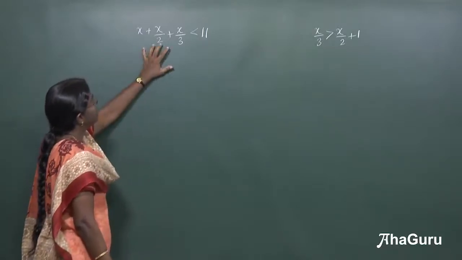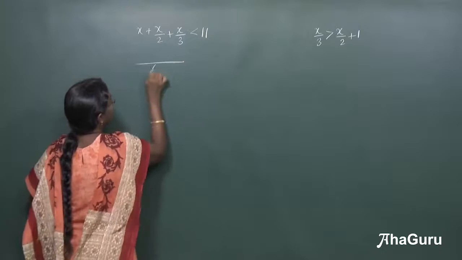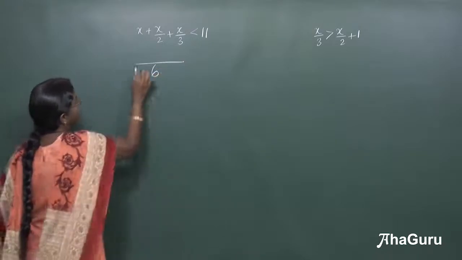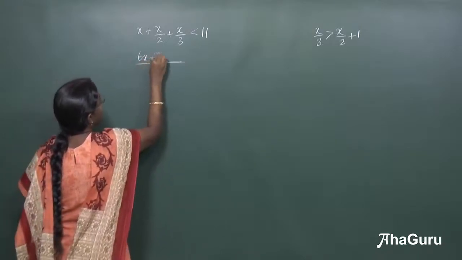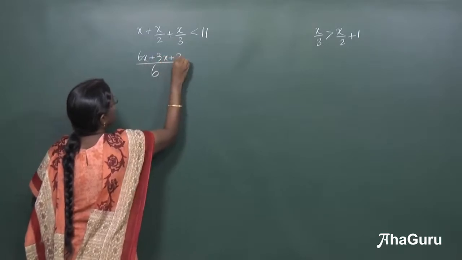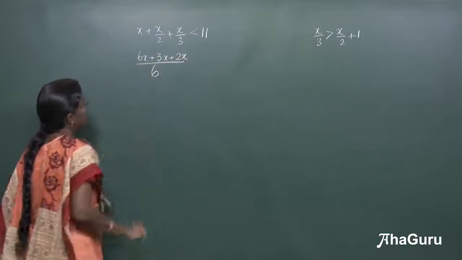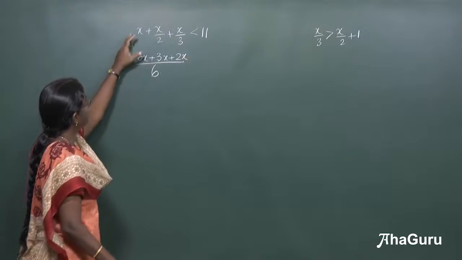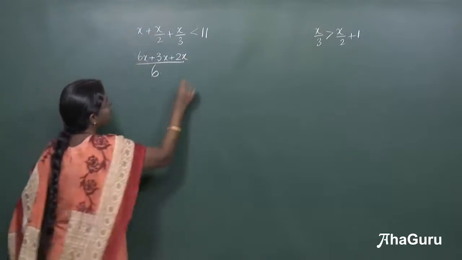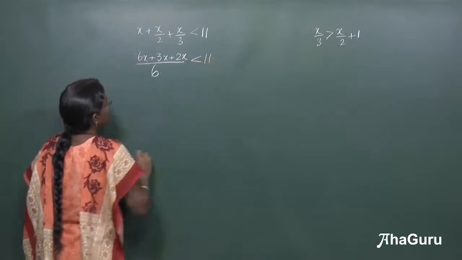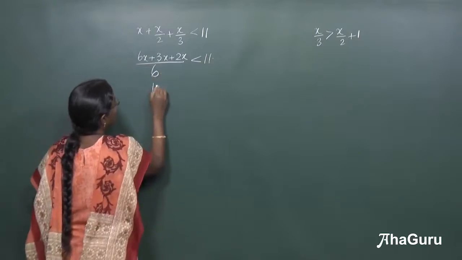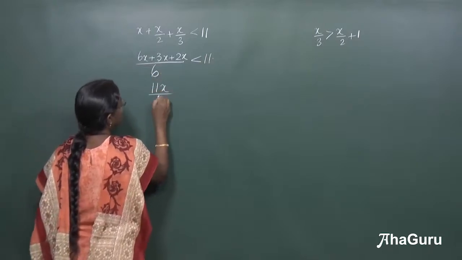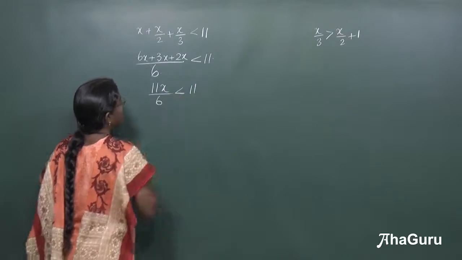We will see how to solve this inequality. Take 6 as the LCM, you get 6x plus 3x plus 2x, correct? Take 6 as the LCM, the left side is going to be 6x plus 3x plus 2x. This is less than 11. So, numerator what do you get? 11x by 6 is less than 11.